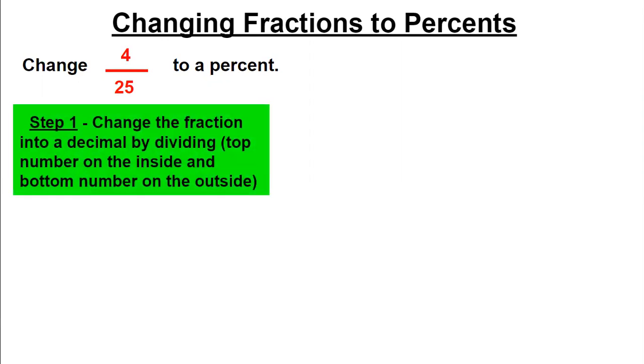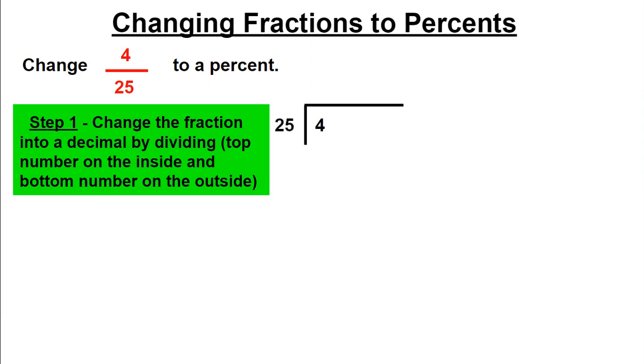Changing fractions to percents some more. So now we're going to do a little harder one. Change 4/25 to a percent. Step 1, change the fraction into a decimal by dividing the top number on the inside and the bottom number on the outside. Top number's always on the inside. Don't get that mixed up.